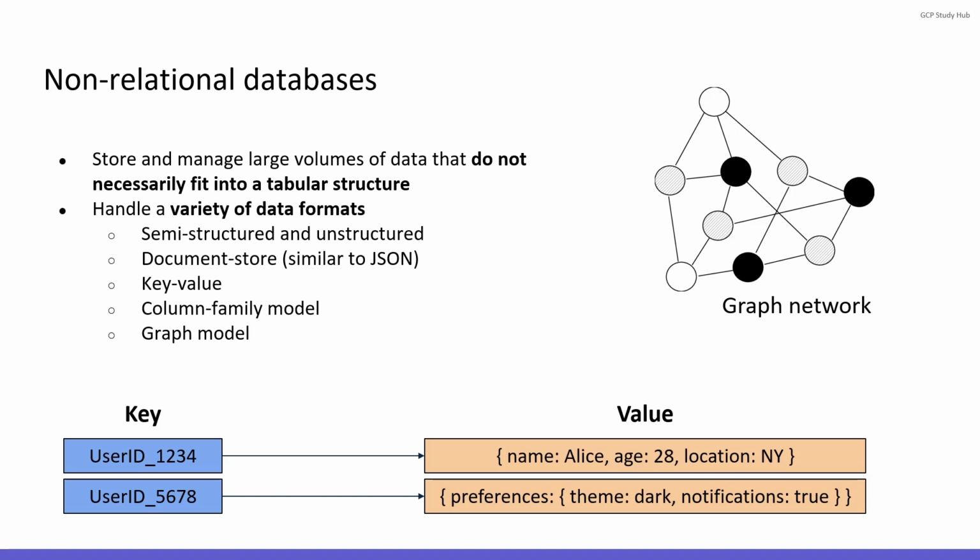Non-relational databases allow you to scale effortlessly by eliminating the need to redefine the entire schema whenever data evolves, making it easy to accommodate growth and changes in your data structure.